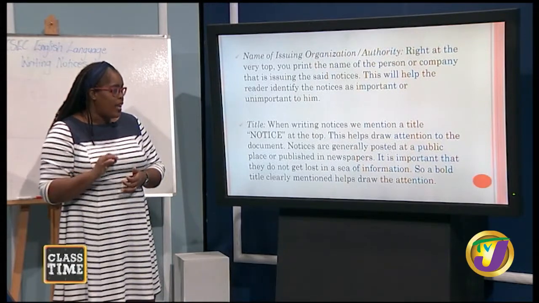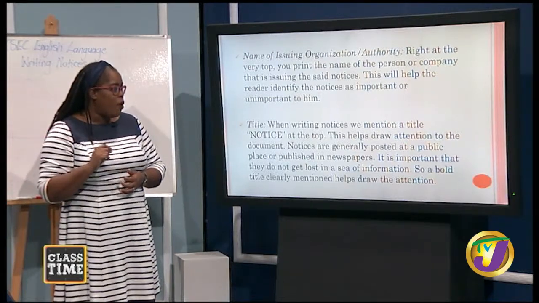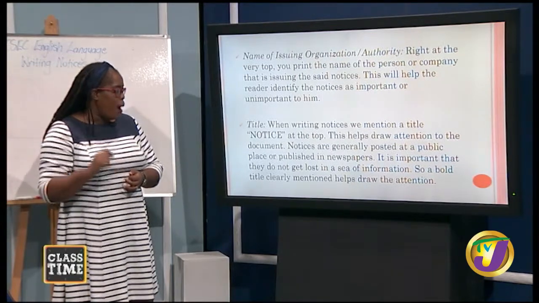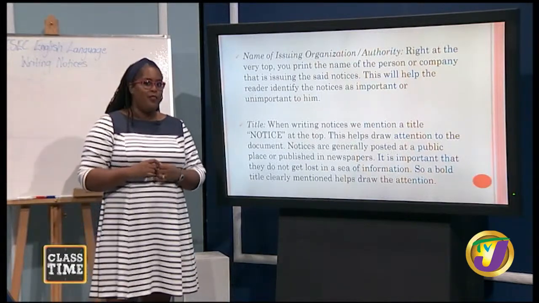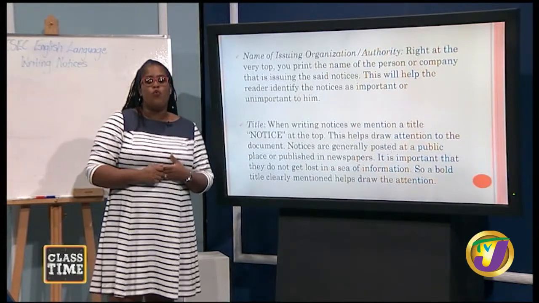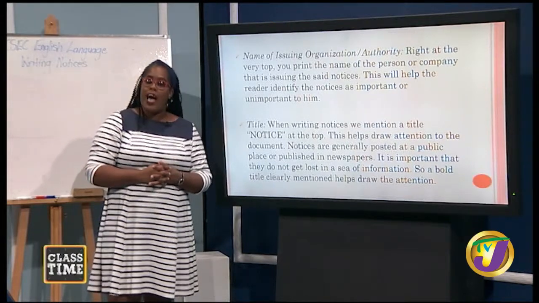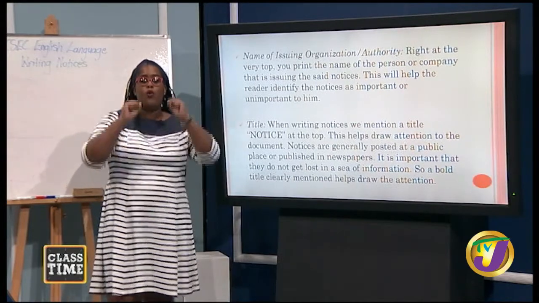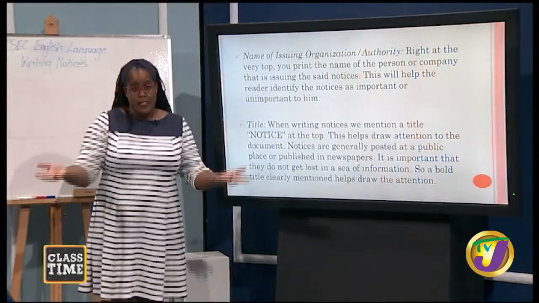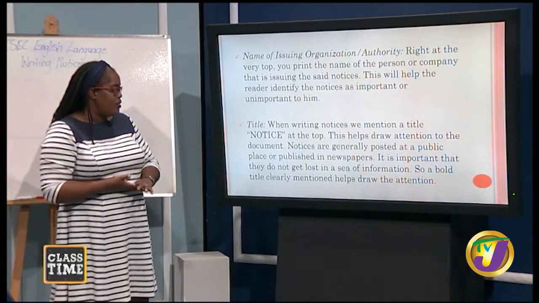Notices are generally posted at a public place or published in newspapers. It is important that they do not get lost in a sea of information. So a bold title, clearly mentioned, helps draw the attention. That is the purpose of writing the word notice in all caps and putting it in bold as well, to grab the reader's attention. Then and there, you see the word notice, and you want to know what the notice is about. You would want to read it. Very good, so we have to consider these things.